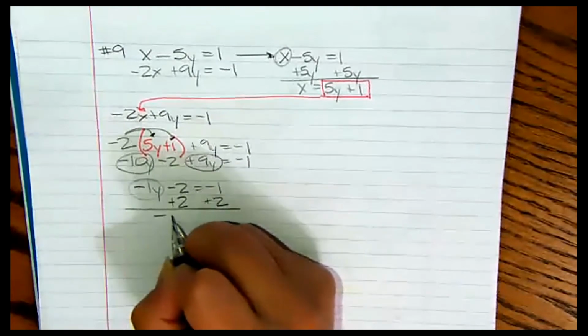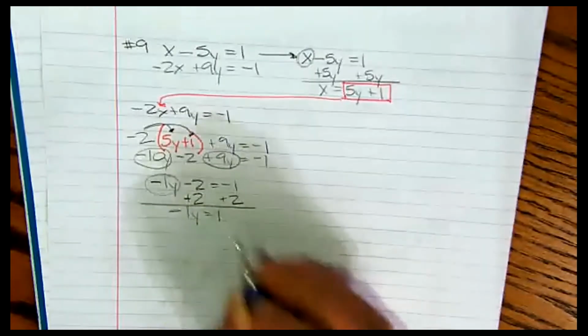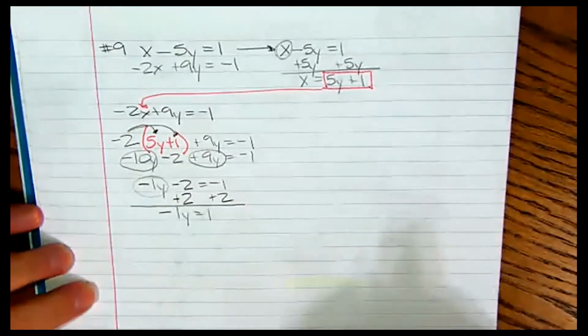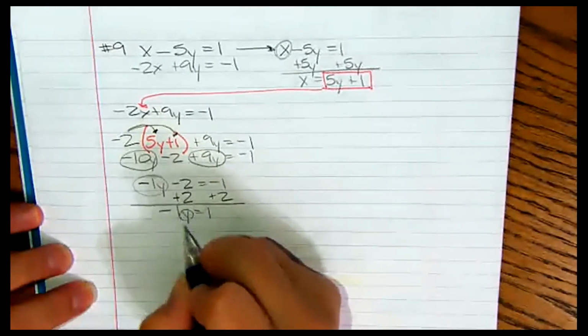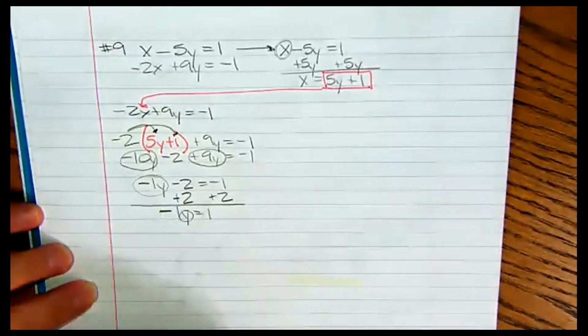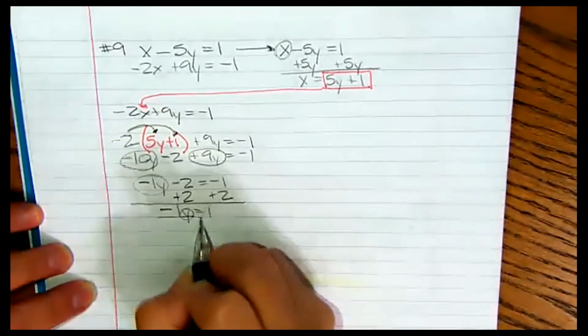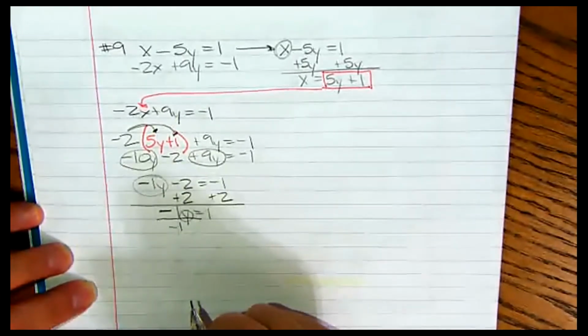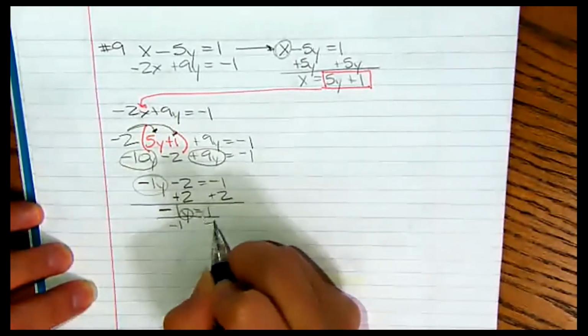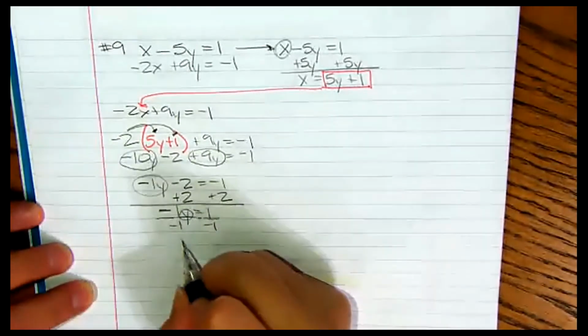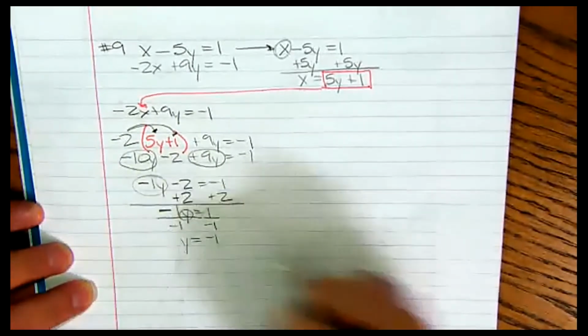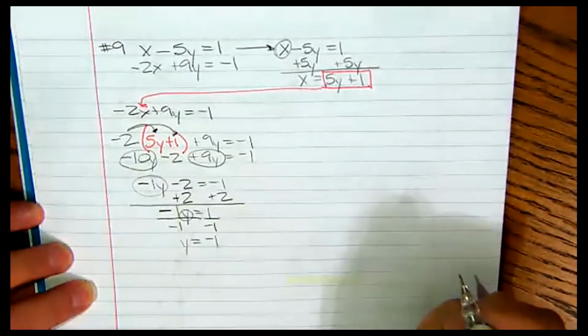And I've got negative 1y equals 1. I need to isolate this variable. I want to get rid of that negative sign, so I'm going to divide by negative 1. What I do to one side, I must do to the other. Y equals negative 1. Yay!